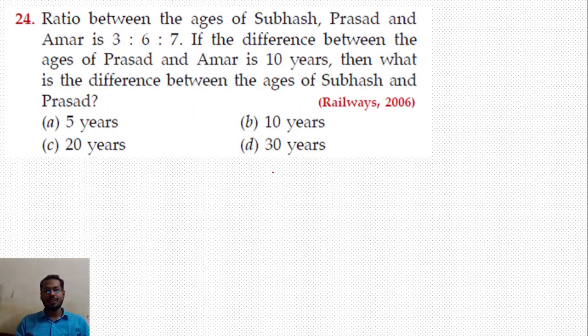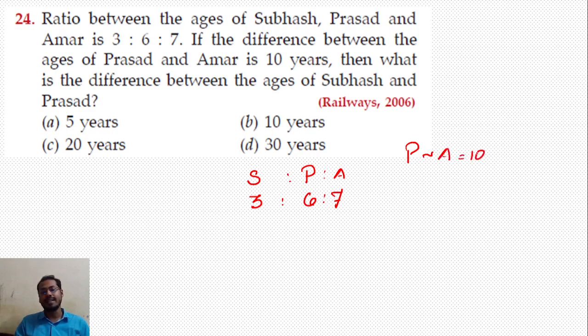Ratio between the ages of Subhash, Prasad and Amar. Okay, ratio is 3:6:7. The difference between the age of Prasad and Amar is equal to 10 years. So 10 years means what is the difference in ratio? Ratio, that is one part, right? So one part is the ratio difference. And in age, 10 years is the difference. So one part is equal to 10 years.